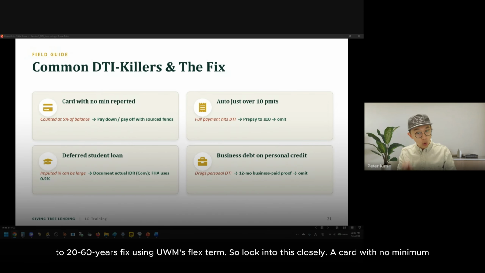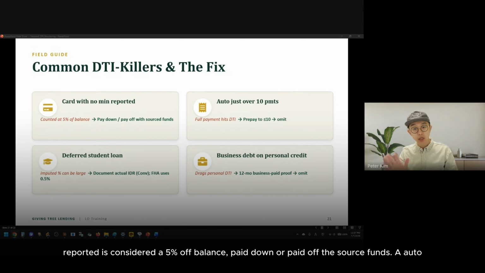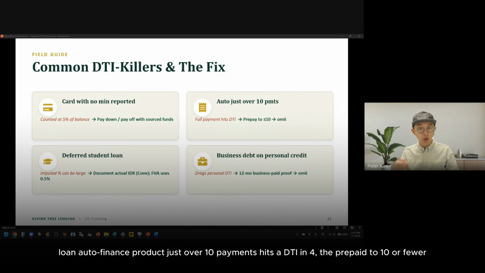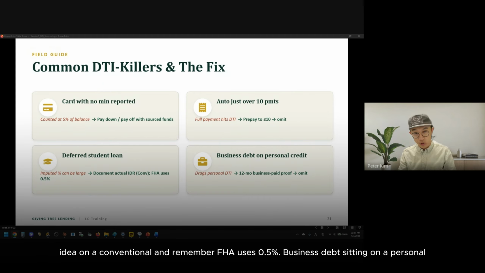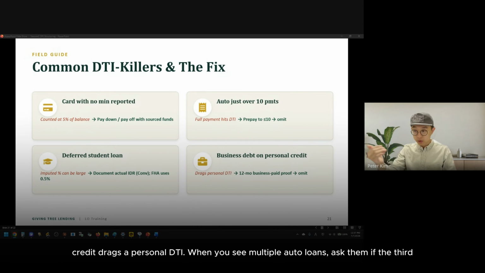A card with no minimum reported is considered 5% of balance; pay it down or pay it off with source funds. An auto loan, an auto finance product with just over 10 payments left, hits the DTI in full, so prepay to 10 or fewer and omit it. A deferred student loan carries a large imputed payment. Document the actual IDR on conventional. Remember, FHA uses 0.5%.